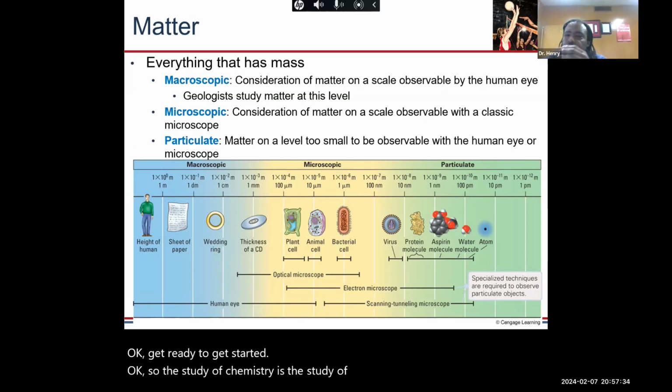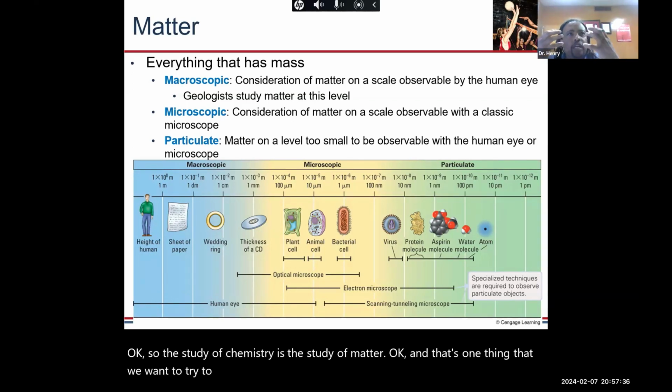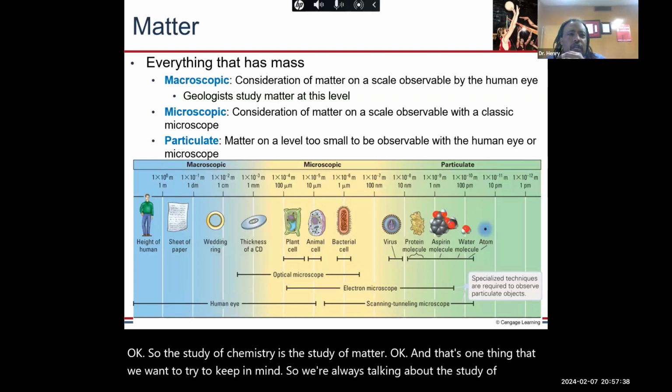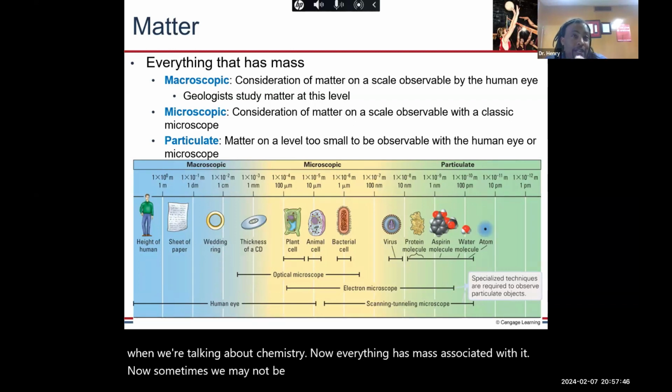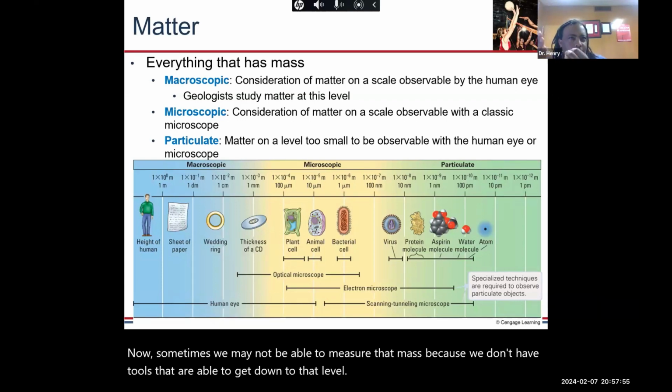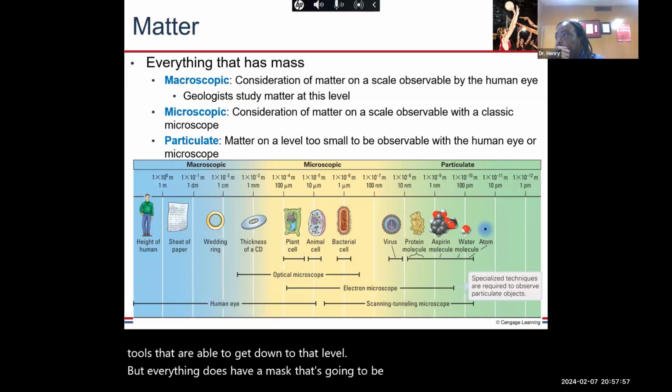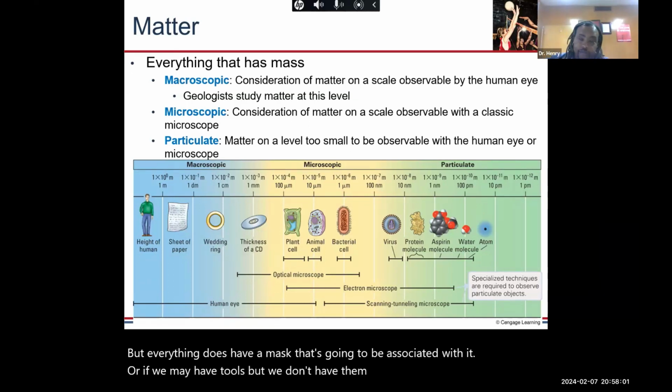Okay. So the study of chemistry is the study of matter. And that's one thing that we want to try to keep in mind. So we're always talking about the study of matter. We're talking about chemistry. Now, everything has mass associated with it. Now, sometimes we may not be able to measure that mass because we don't have tools that are able to get down to that level. But everything does have a mass that's going to be associated with it. Or we may have tools, but we don't have them personally.